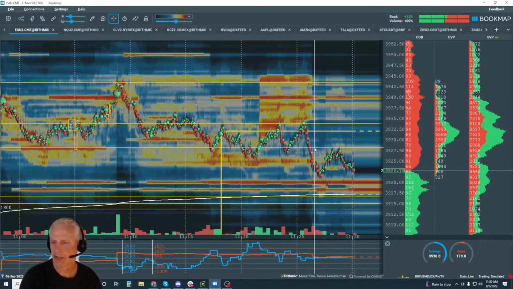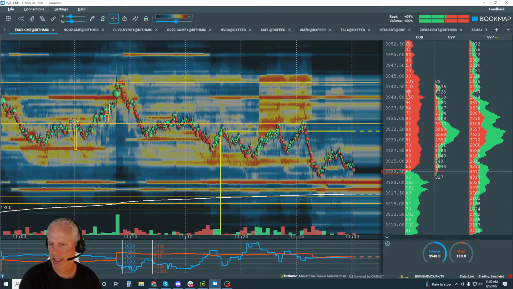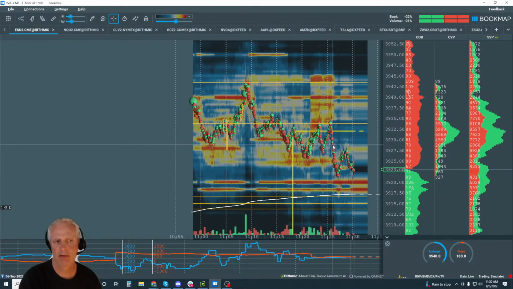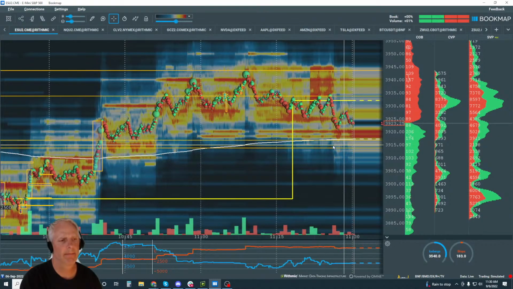All right, so getting some feedback from you guys. You guys do like the more structure like this. Okay, so talking about who's in control, etc.